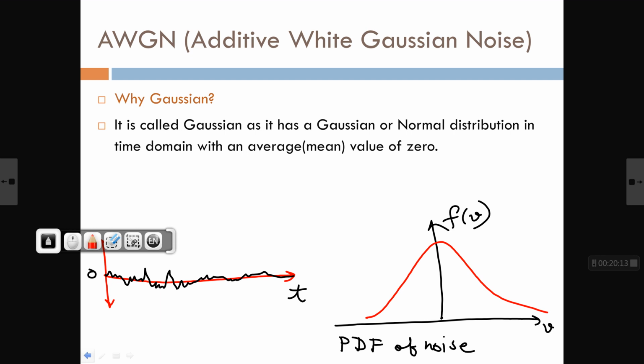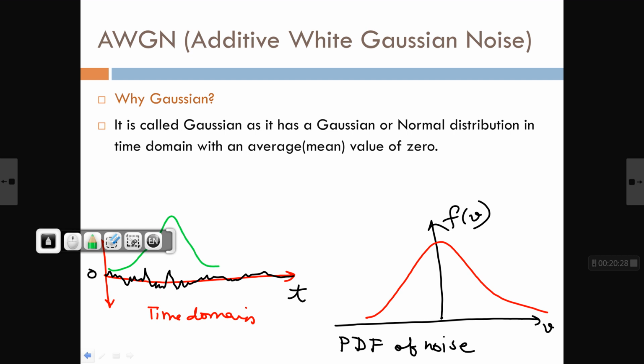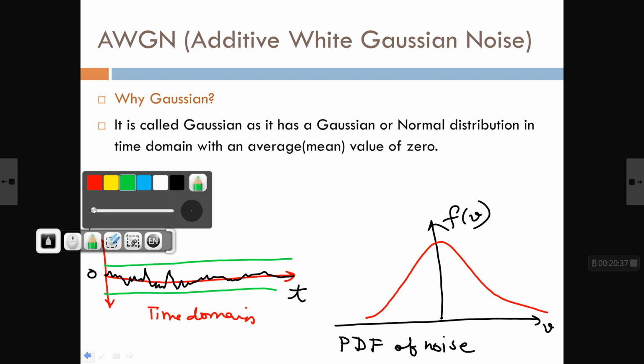Why you get this is that if you look at this time domain behavior of noise, most of the times the noise is located around 0 volts, right? It is not somewhere having a very high amplitude. No, it is somewhere within this particular range. But very rarely it can go outside this range, positive as well as negative. So most of the times the noise is around 0.